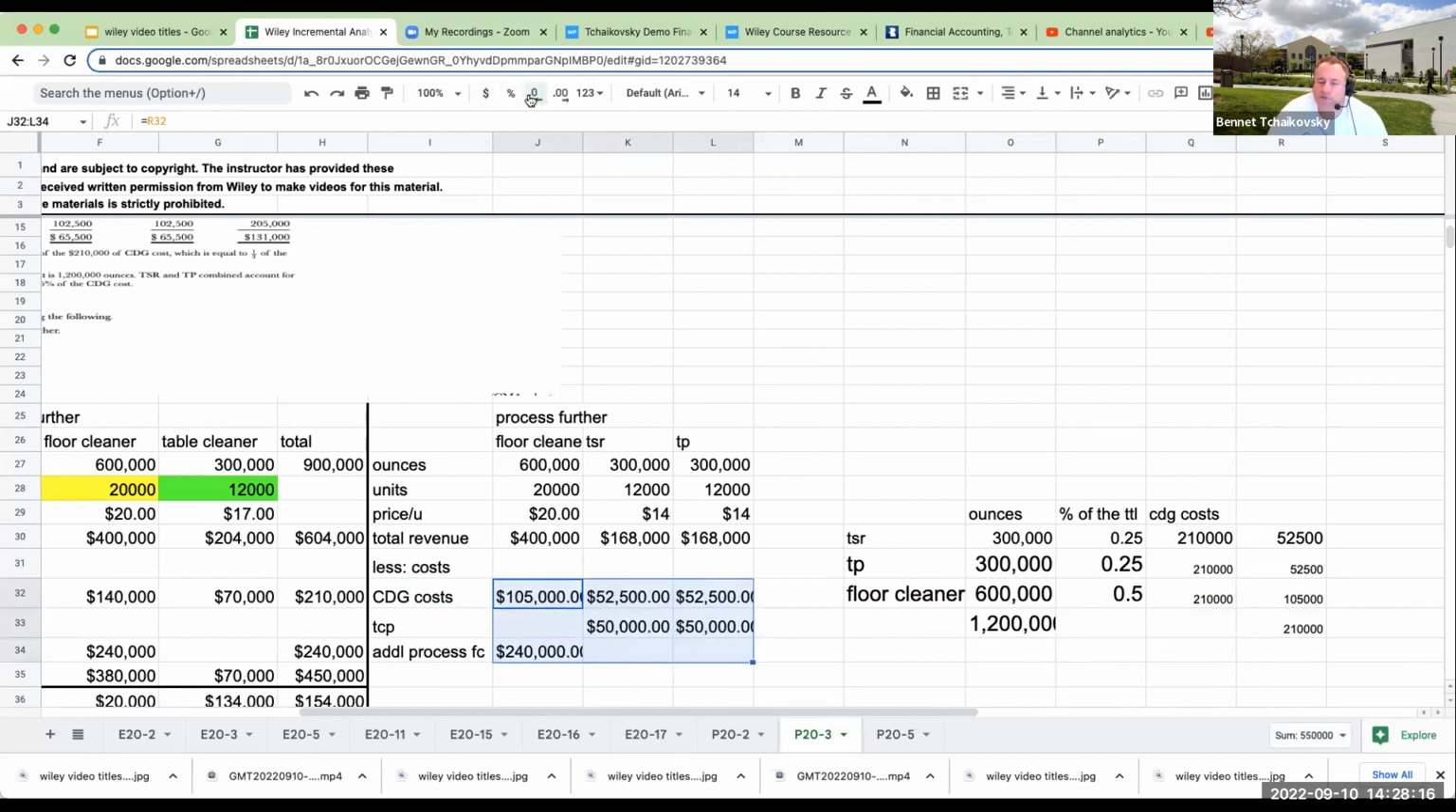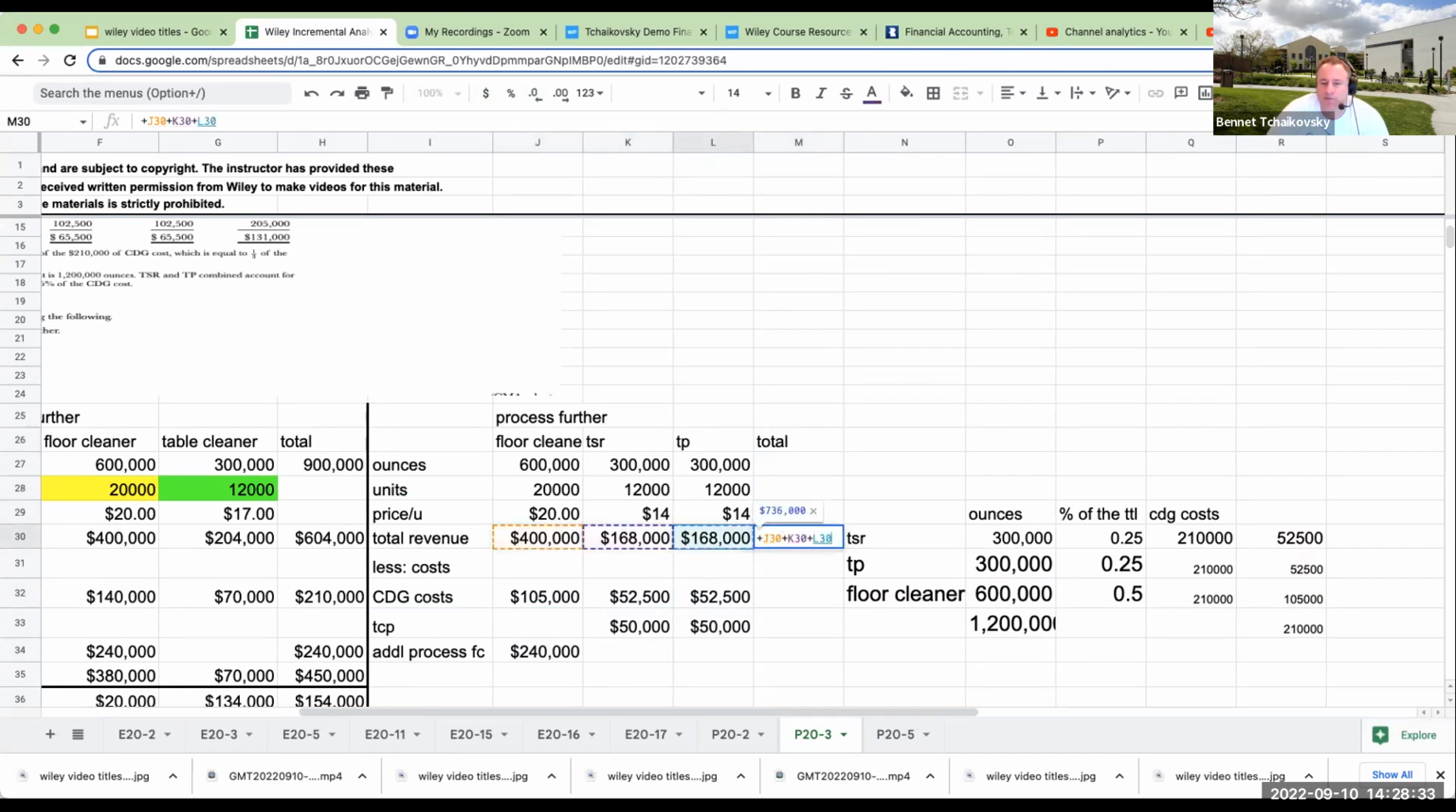Okay. So again, the thing that I want you to learn from this is you always have to go through and write it out. You don't want to be saying, oh, well, no, you write it out, make sure you fully understand it. So my total revenue is at 736,000. My CDG costs are at 210,000.